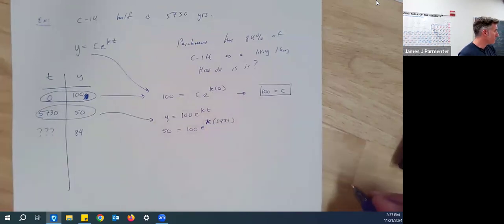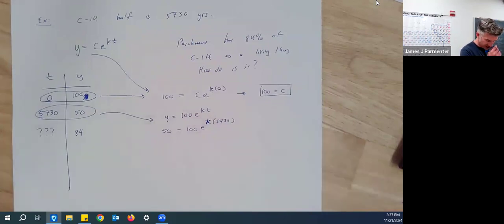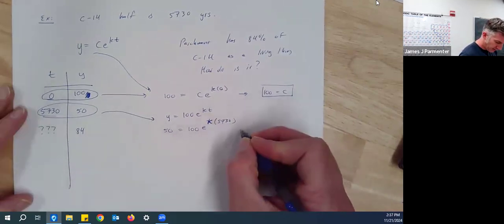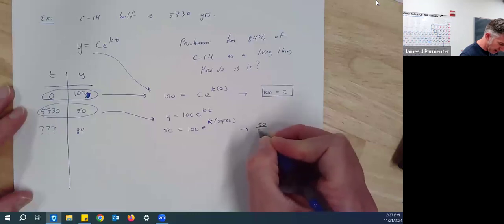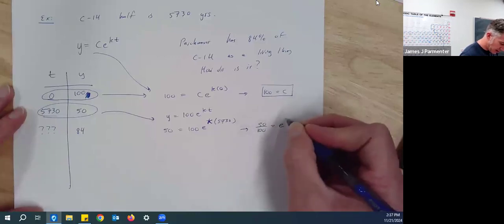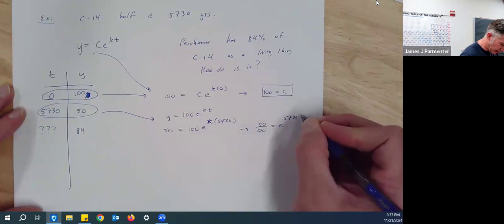And then you solve for k. You might be familiar with the fact that when you solve for that k and you have a half-life, you always end up getting the natural log of 1/2 divided by how long the half-life is. You should still show the work, but you should know that that's what you're going to get. Divide both sides by 100. 50 divided by 100 is going to turn into a half equals e to the 5,730 times k.